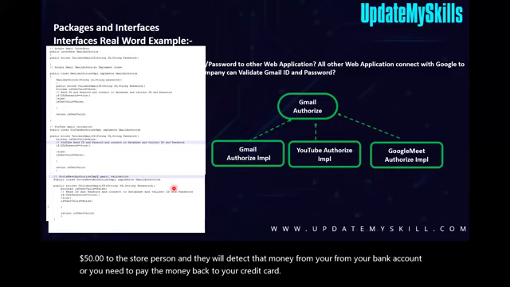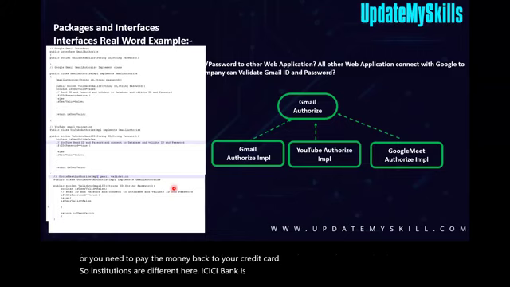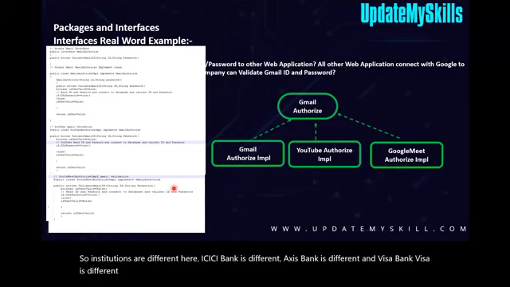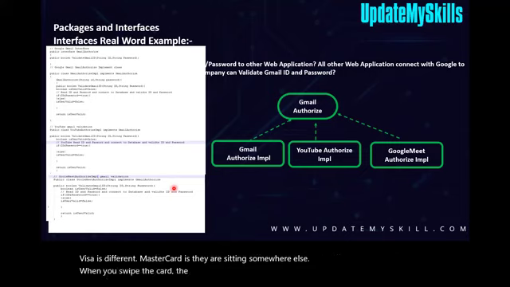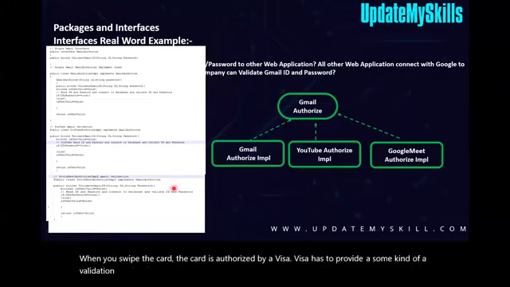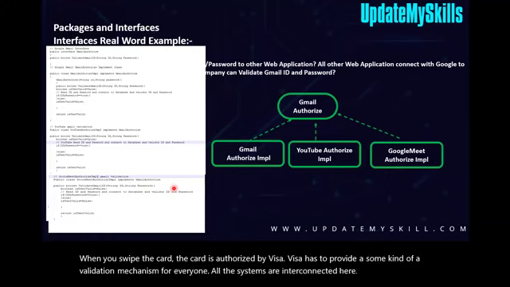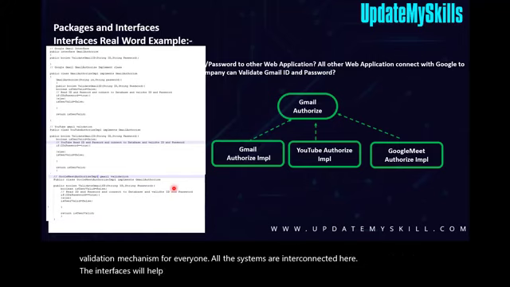So the institutions are different here. ICICI Bank is different, Axis Bank is different, and Visa and MasterCard are sitting somewhere else. When you swipe the card, that card is authorized by Visa. Visa has to provide some kind of validation mechanism for everyone. All the systems are interconnected here. The interfaces will help you to define an abstraction. Visa will take care of how to authorize your credit card.